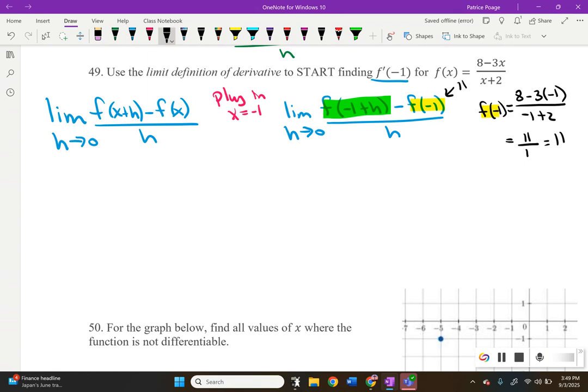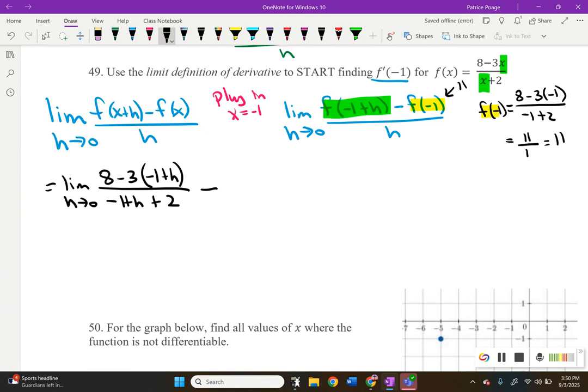So I'm going to have the limit as h goes to 0. Everywhere there's an x, I'm replacing it with -1 plus h. So 8 minus 3 times -1 plus h over -1 plus h plus 2. That's my green part. Minus the yellow part, which was 11, over h.